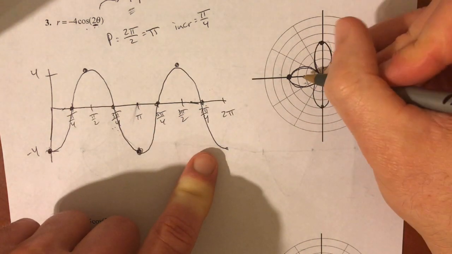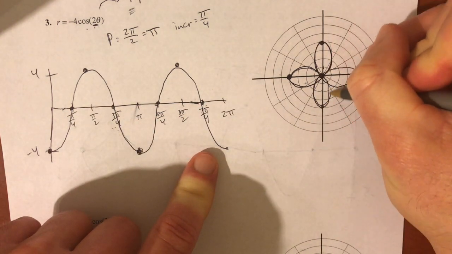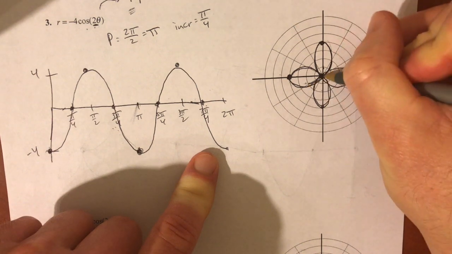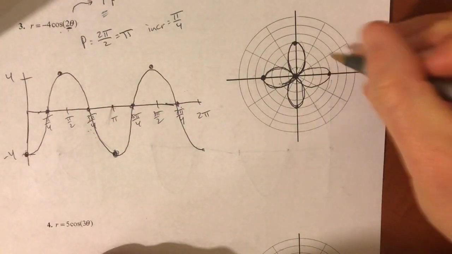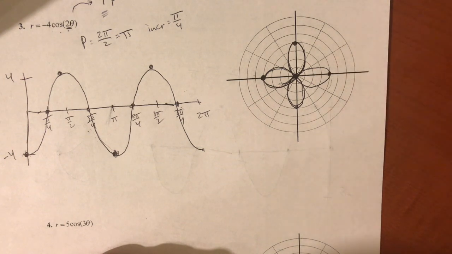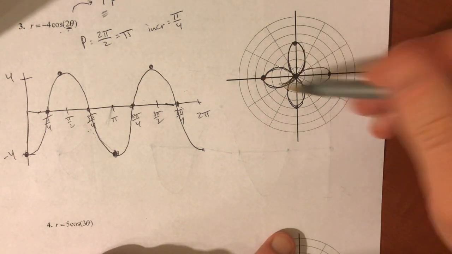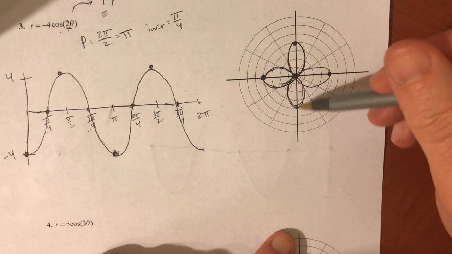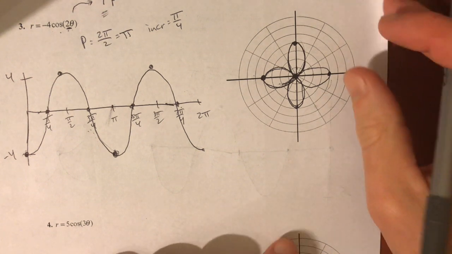So it kind of finishes that whole thing, and there's your 4 petals, so you know you're done, which is another reason why it's good to know. You don't have to go do another cycle. So again, we got a 4-petaled one. It's symmetric with the x-axis and the y-axis for that matter.